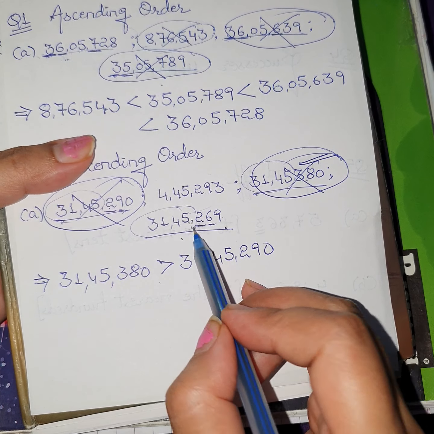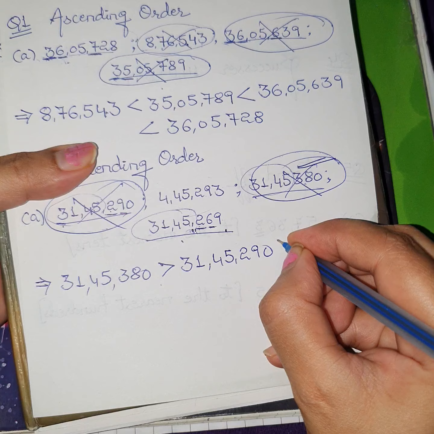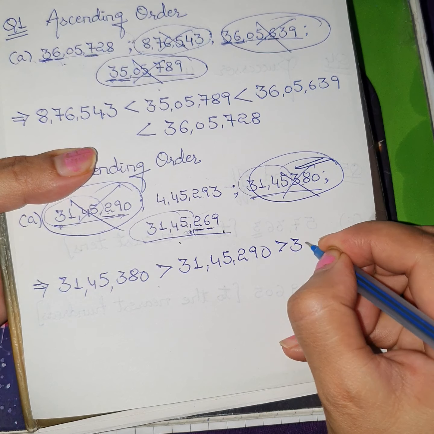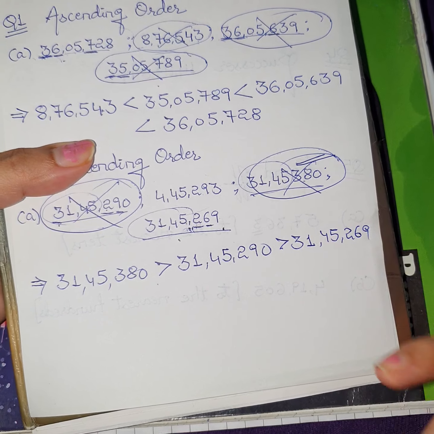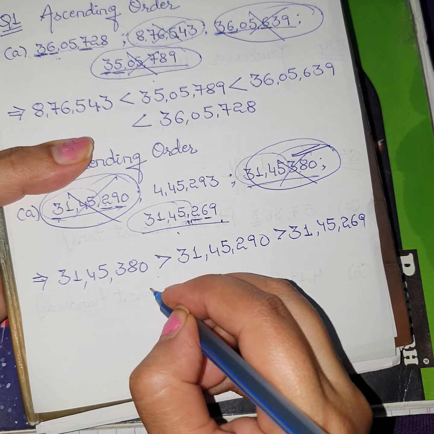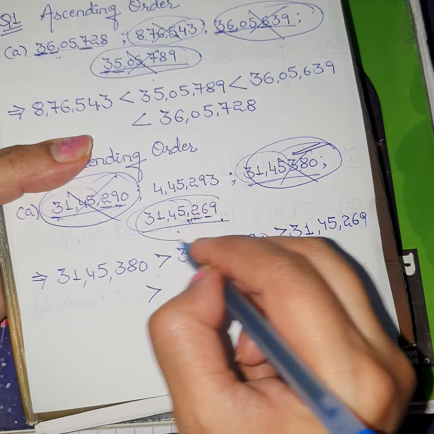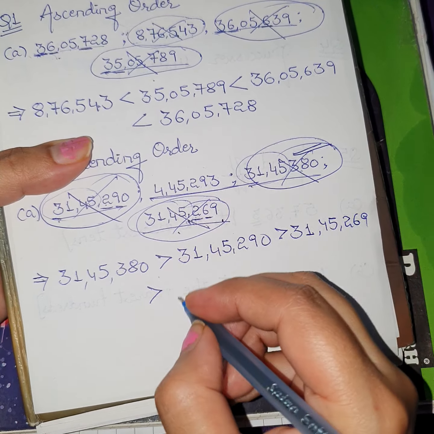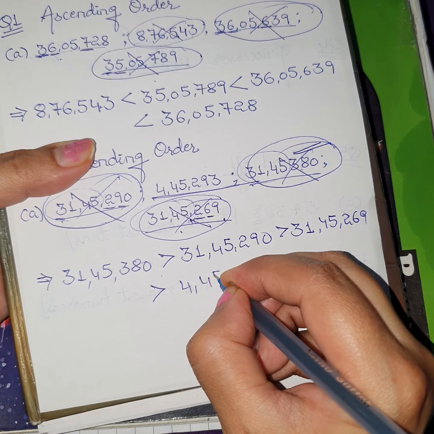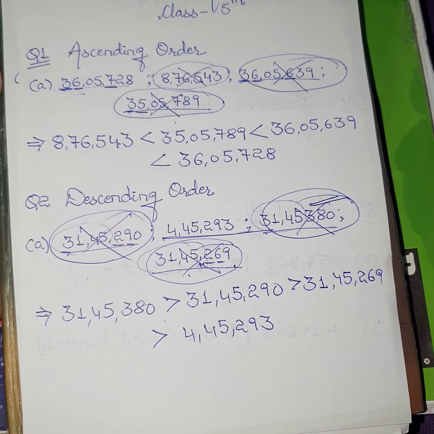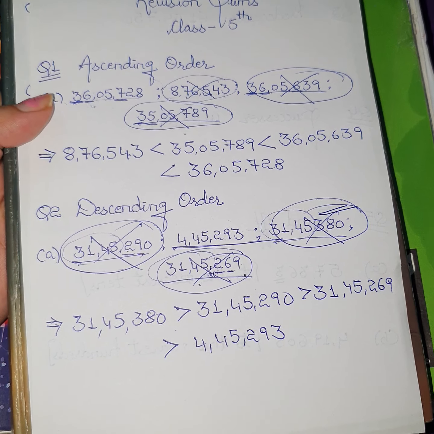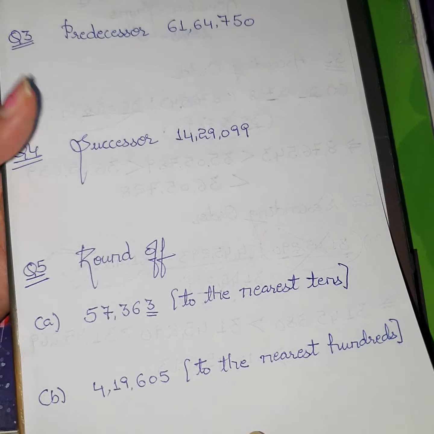Obviously, the next greater number will be this one, because this is the smallest one. So 31,45,269 will be the next greater number. Again, you will put the sign of greater than. This is also out of the series, and at last will come 4,45,293. So like this, we can do our ascending and descending order. I hope you have done it correctly.